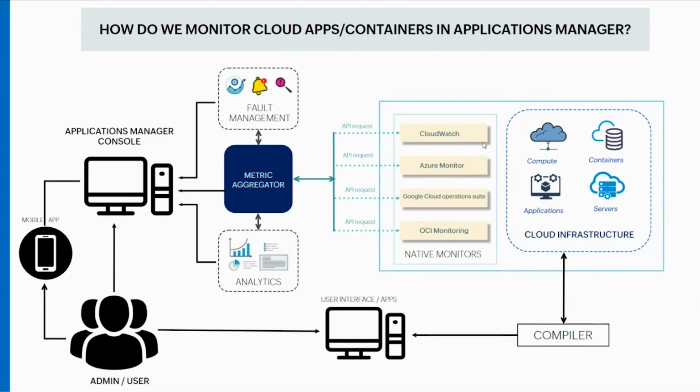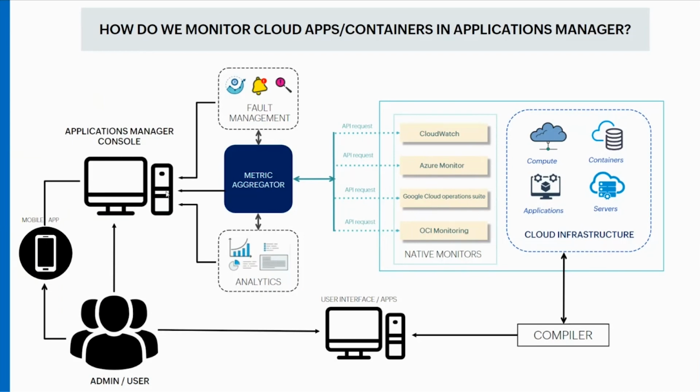Take a look at this flow diagram to understand how Applications Manager works. So you can see that you have the cloud infrastructure here, which has the application servers, containers, and all of that. And then we have the native monitoring tools. We have CloudWatch for AWS, and then we have the Azure Monitor for Microsoft Azure, and then we have Google Cloud Operations Suite for GCP, and OCI monitoring for Oracle Cloud.